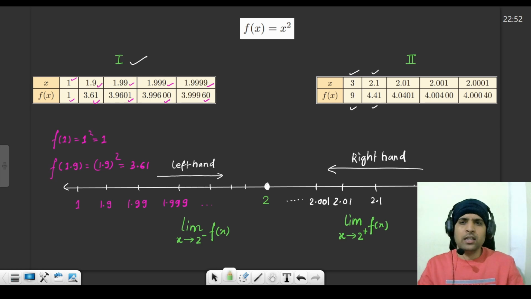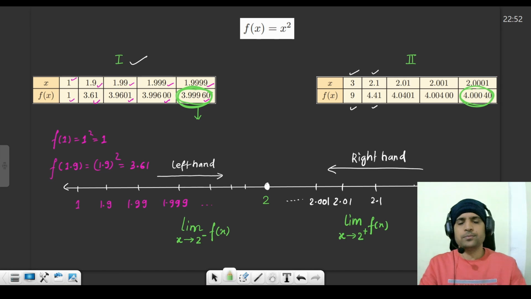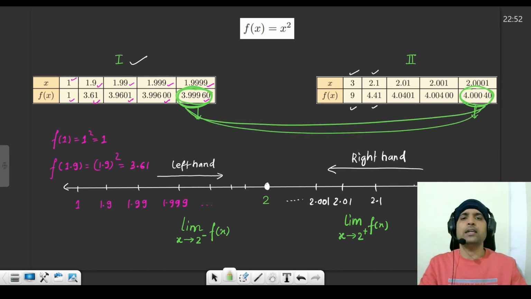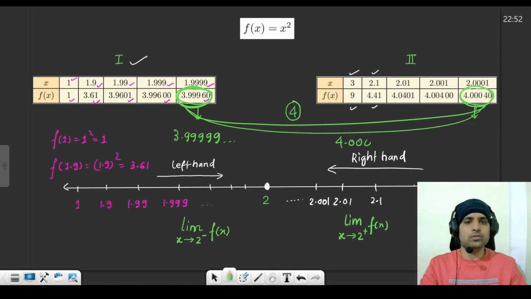If I am reaching from the left hand side, this is the value I have got till now. And when I am going from the right hand side, I am reaching here somewhat. Right? If you look at these two values, where am I reaching? I am reaching 4. From the left hand side it is going to go like 3.9999 and so on. And from the right hand side it will be like 4.00000 and so on. So ultimately you will be reaching 4, right?